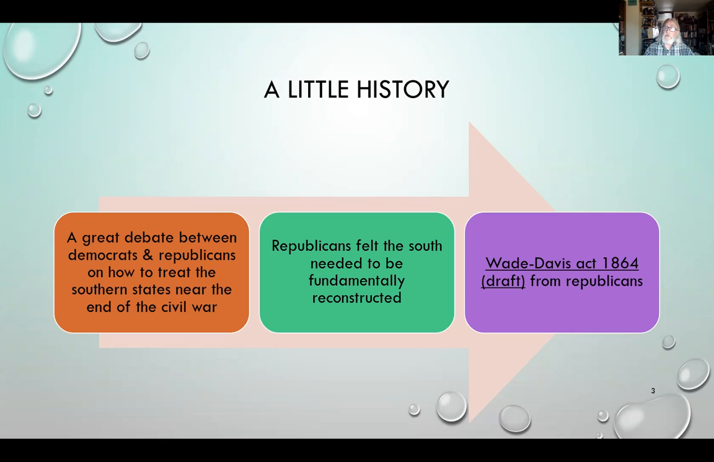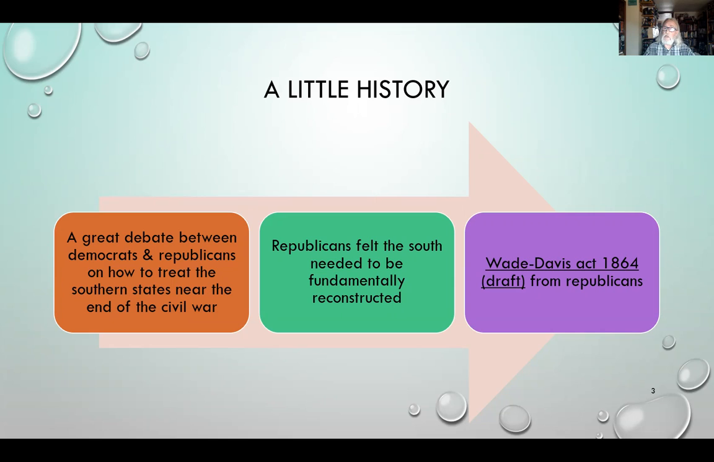Republicans passed the Wade-Davis Act in 1864. And this was a fairly harsh measure. It was much more stringent than what the other political leaders were talking about, and indeed what Lincoln wanted. It wanted an oath from every person running for office at any level, basically, that they had not supported the Confederacy.